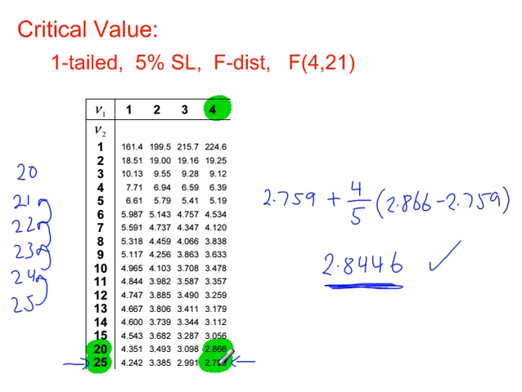So when using interpolation, you always start with the smaller value. So we're starting with the 25 on this side, and then you work out a fraction. How far do you want to go between the 25 and the 20 in this case? This fraction, we want to go 4/5 of the way. So we're starting with this 2.759 here, and we want to go 4/5 of the way, and this is the difference between these two values.